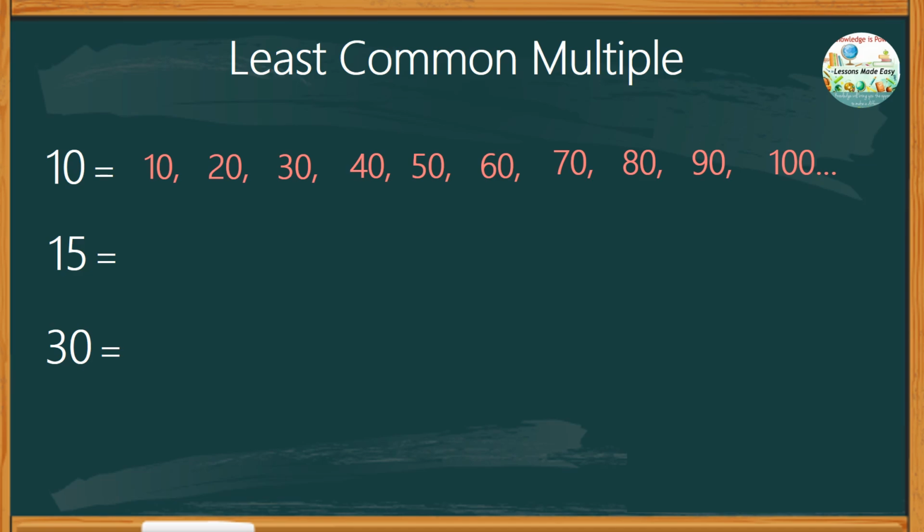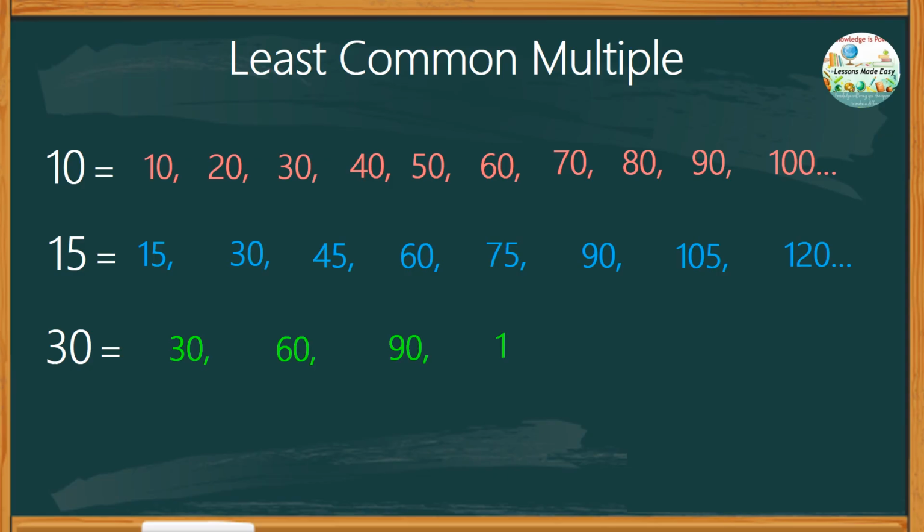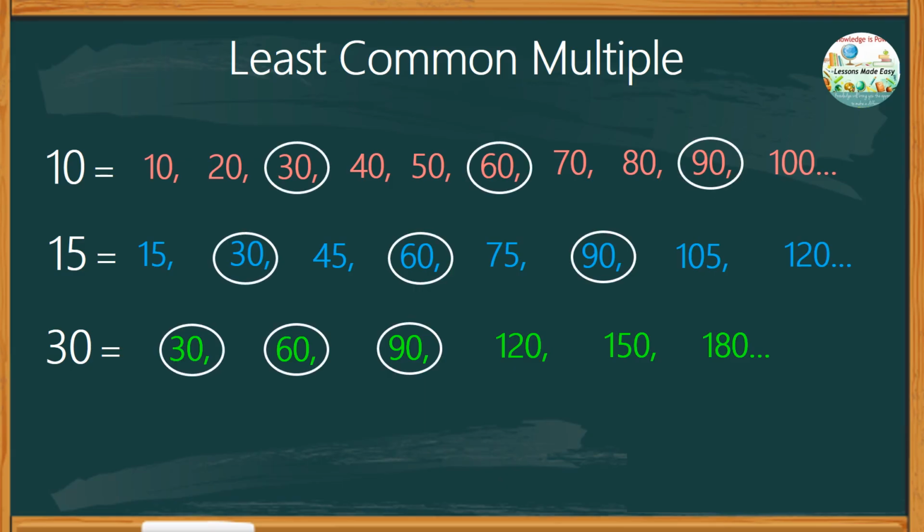Next, list down the multiples of 15. The multiples are 15, 30, 45, 60, 75, 90, 105, 120, and so on. The multiples of 30 are 30, 60, 90, 120, 150, 180, and so on. From this listing, we can see the common multiples of 10, 15, and 30 are 30, 60, and 90. And among these multiples, 30 is the smallest. Therefore, the least common multiple of 10, 15, and 30 is 30.